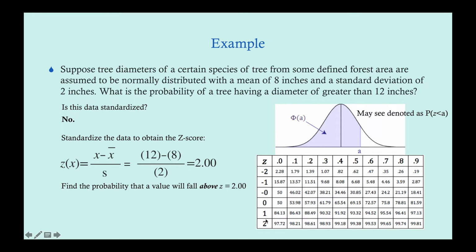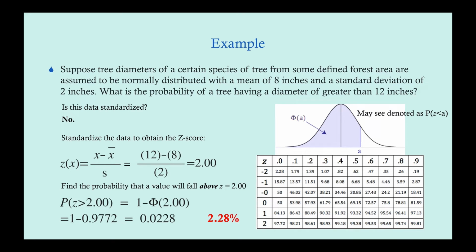And all you need to do is look here, 2.0, 97.72%. Now that's the probability of falling below it. The probability of falling above it is going to be 1 minus that probability. And so that's going to be 1 minus, and I put it in decimal form here, 0.9772, and that's going to be 0.0228 or 2.28%.